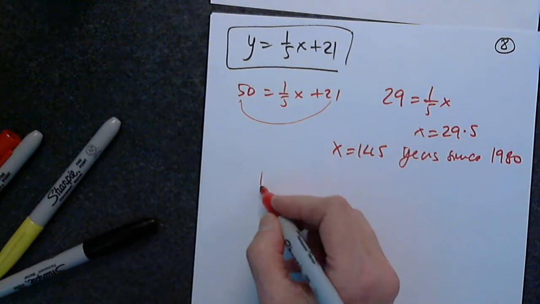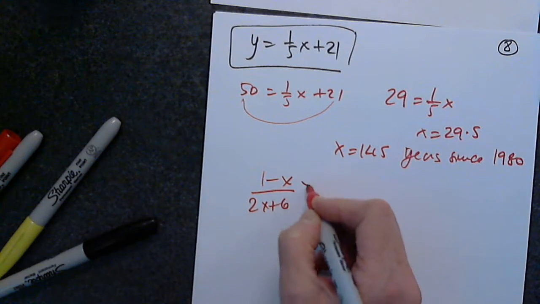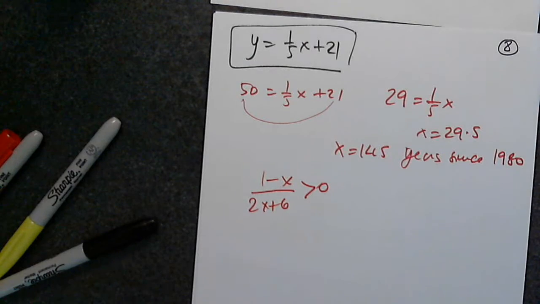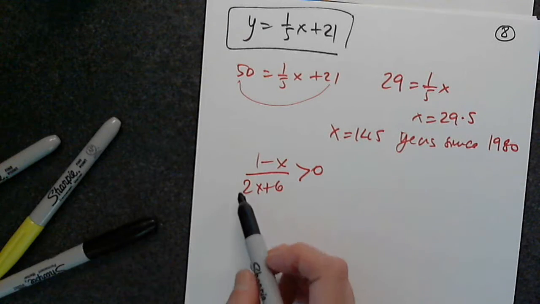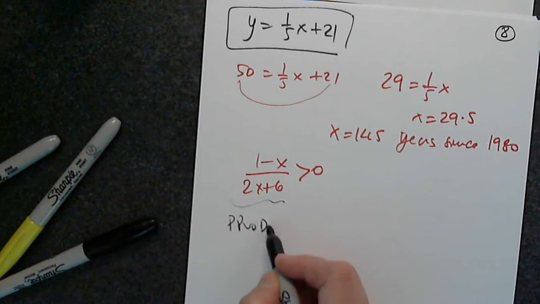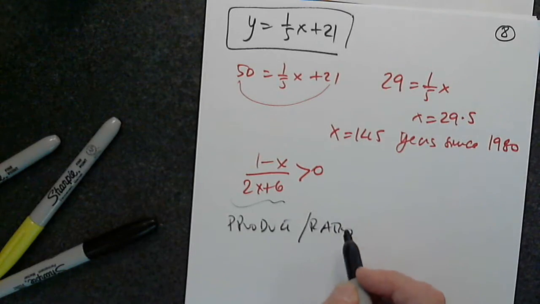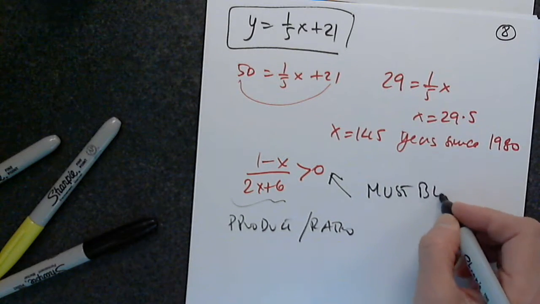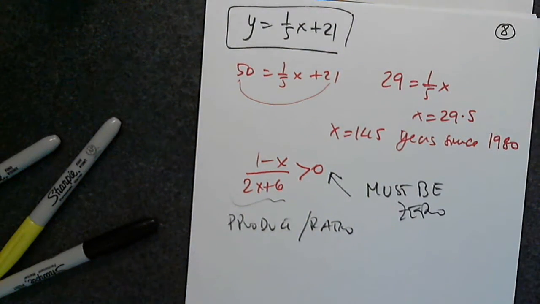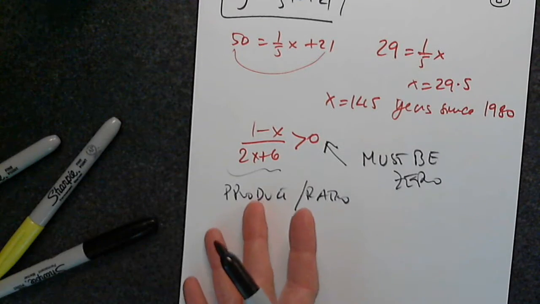So for problem 7, we have (1 minus x) over (2x plus 6) greater than 0. What type of inequality is this? Yes, rational inequality. Is it table or chart ready? So the left-hand side has to be a product or a ratio of factors, right? And the right-hand side must be 0, must be 0 for the table to work. So yes, we have the left-hand side, which is a ratio.